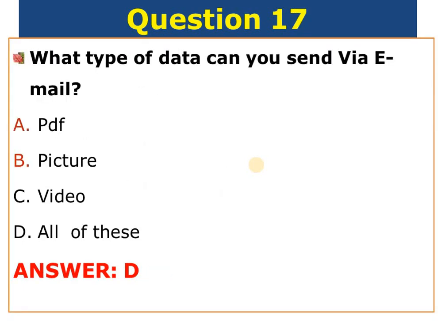Question number 17. What type of data can you send via email? A. PDF, B. Picture, C. Video, D. All of these. The answer is choice D. These three files you can send via email. You can send these three files using email.